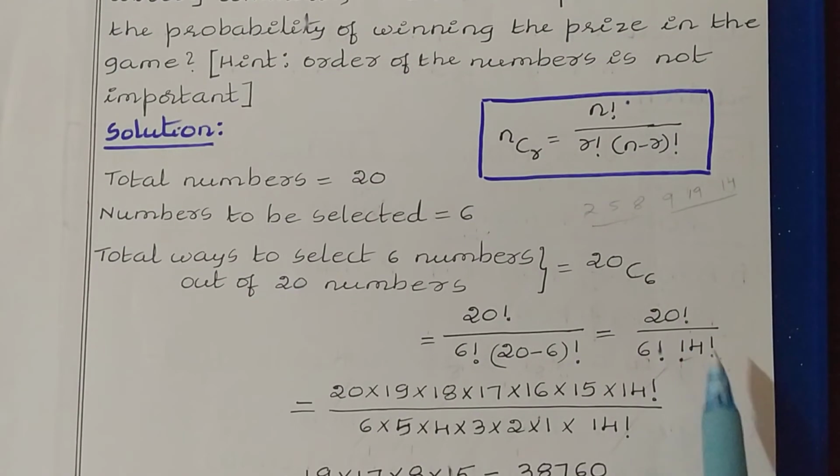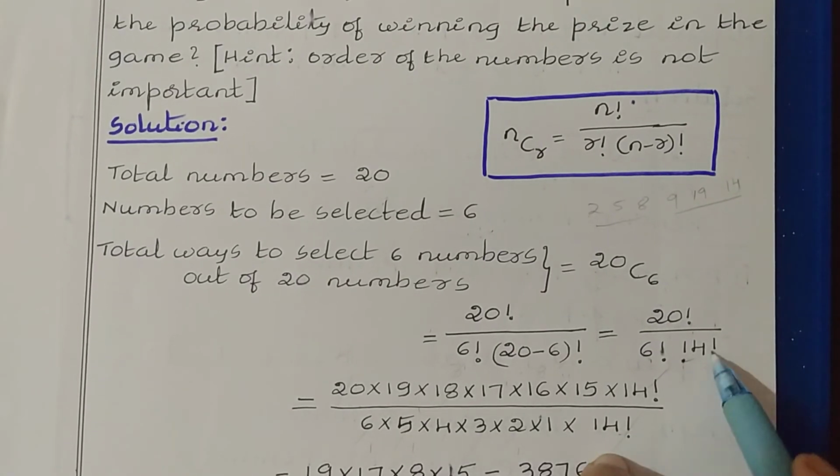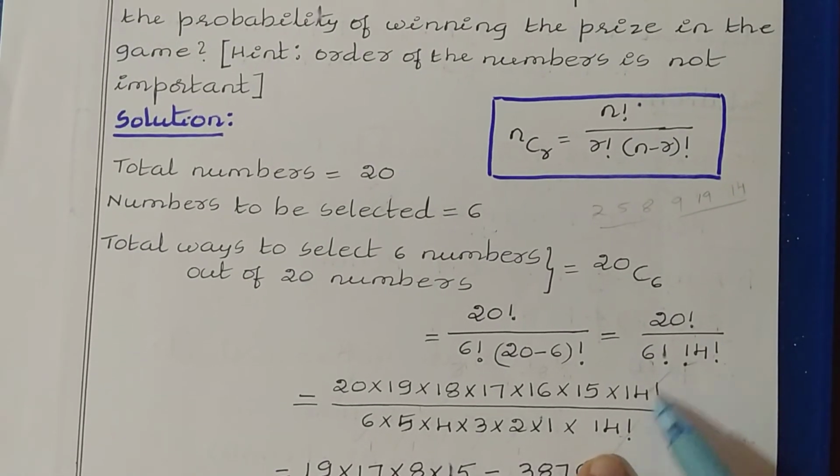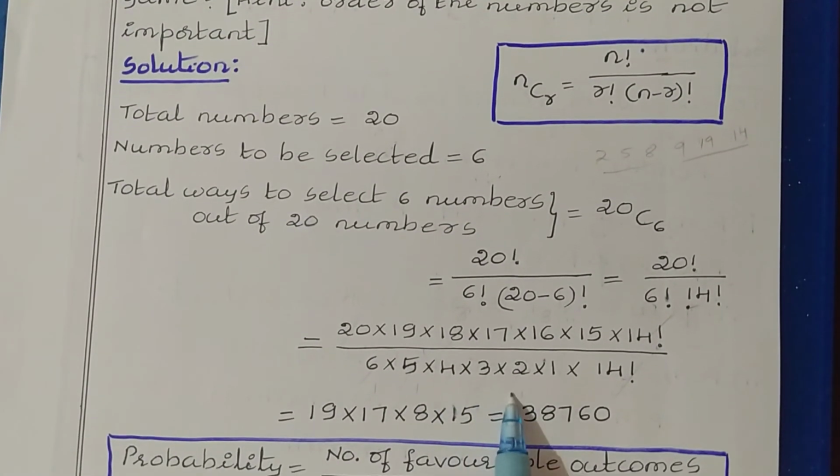Next here 20 factorial we can write as 20 into 19 into 18 into 17 into 16 into 15 into 14 into, like that way it continues. But here in the denominator we have 14 factorial, so that we can cancel. So that's why I am not extending the remaining part of this. Actually for 20 factorial we have 14 into 13 into 12 into, like that way up to 1, but I am not writing that, so that we can directly cancel this. Then 6 factorial is 6 into 5 into 4 into 3 into 2 into 1.